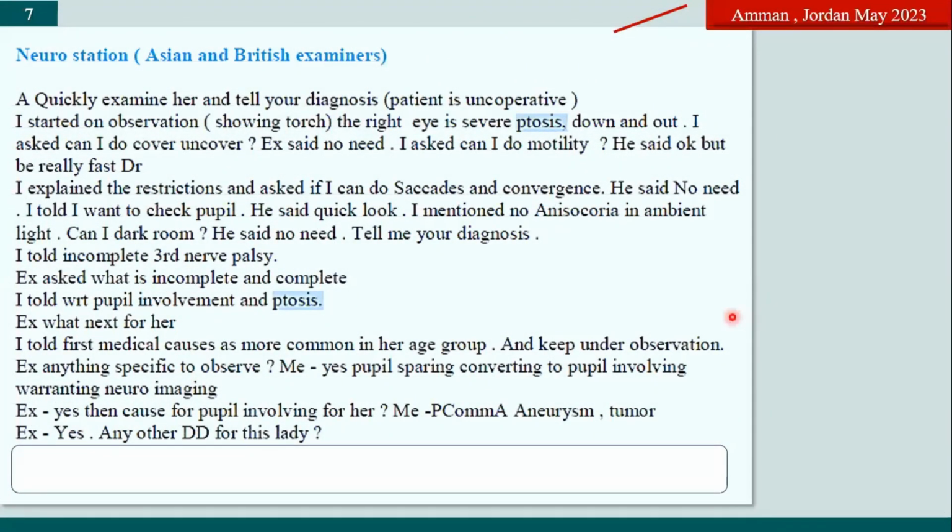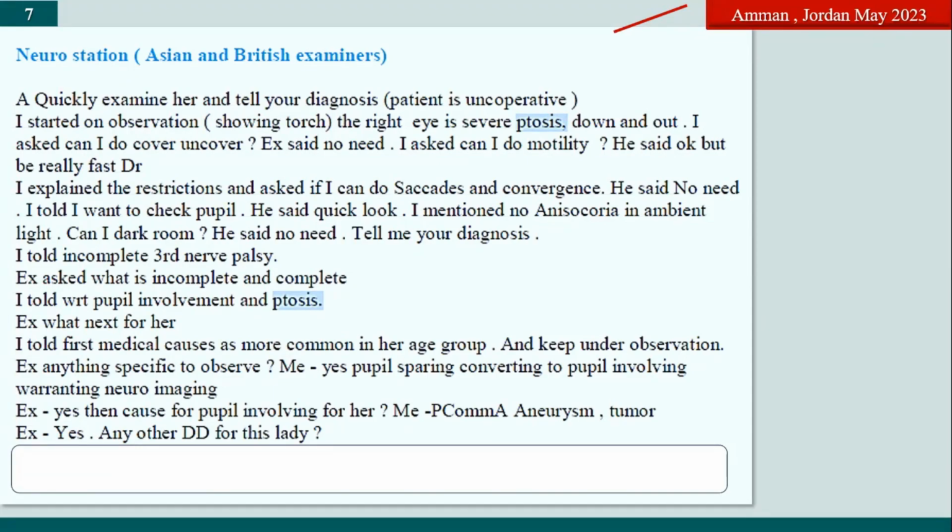Okay, I brought this experience because ptosis was one of the signs, but actually the case is more than ptosis. So if you have ptosis in the neuro station, definitely there are other positive findings, okay? Again, if you have a ptosis in the neuro station, definitely there will be another sign, at least one. It could be in the pupil, it could be motility.